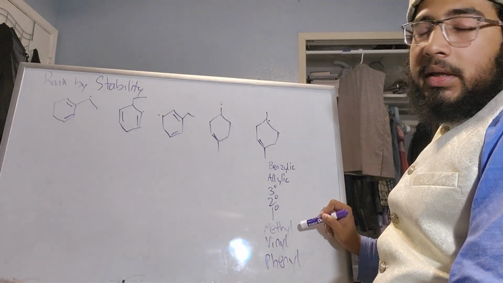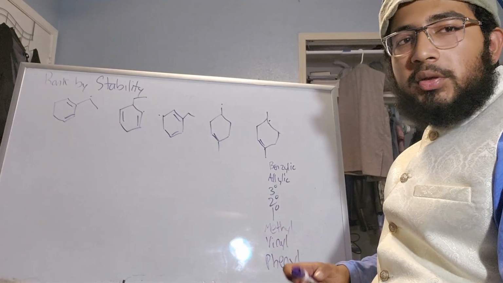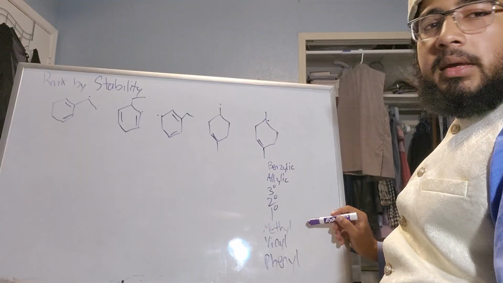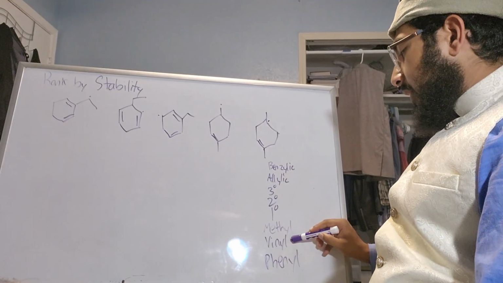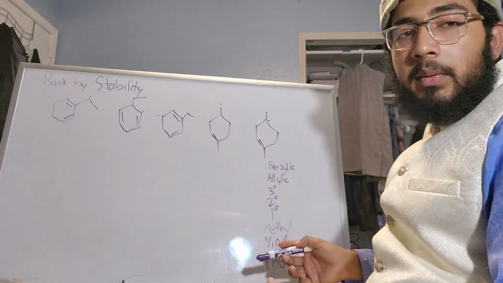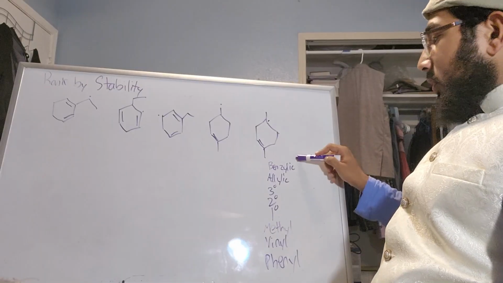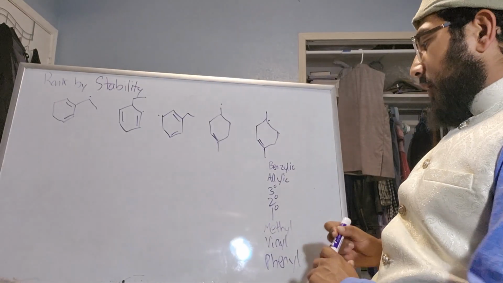Methyl is when you're looking at it on the methyl carbon. There's only 1 carbon available. There's nothing next to it. Vinyl is when it's on the double bond, and phenyl is when you're on the benzene ring. So the order goes from here all the way down.